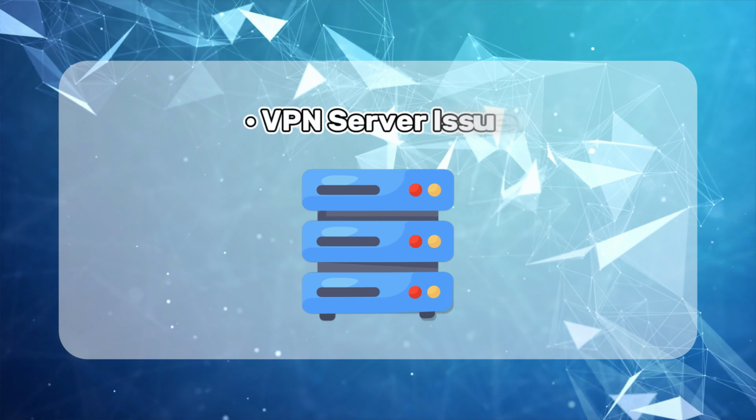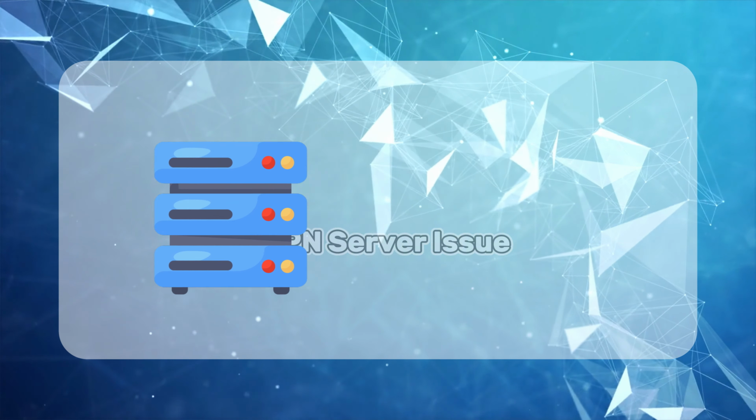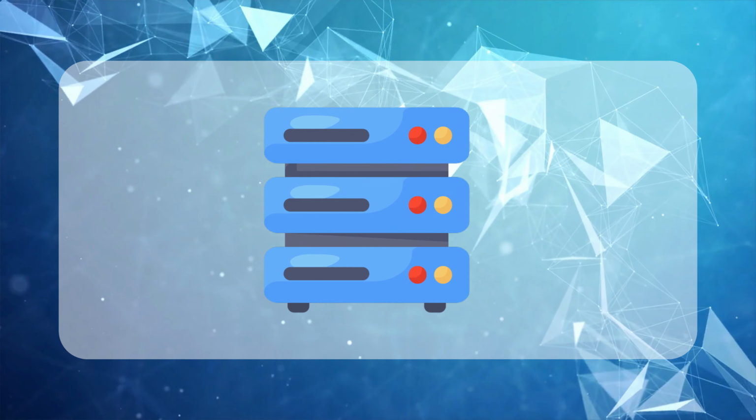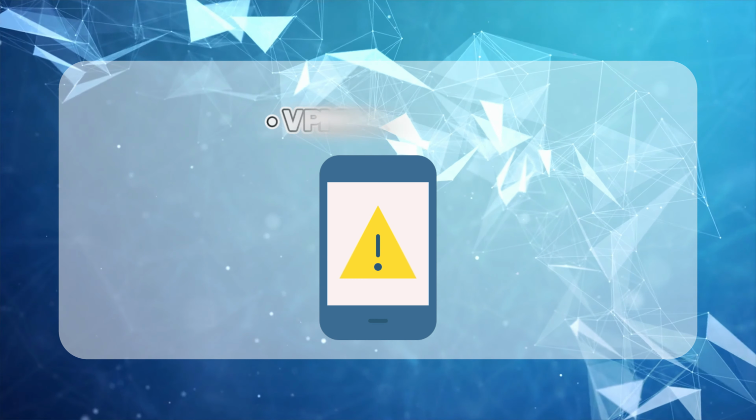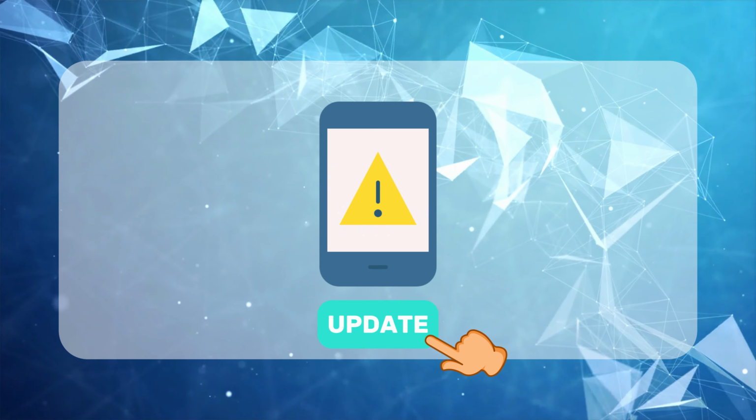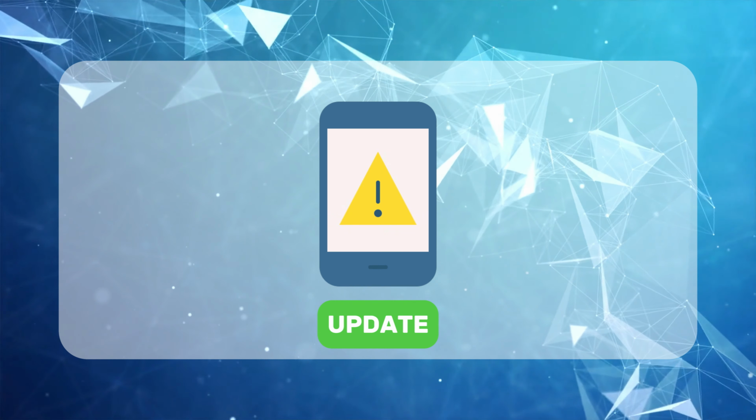For testing speed, you can go to YouTube or another website to check if a video is playing normally. The second reason is VPN server issue. Too many users on one server? It might crash. Always check if your VPN servers are down. Next, VPN app error could cause the connection issue. Old VPN apps often glitch. A simple update usually fixes connection drops.